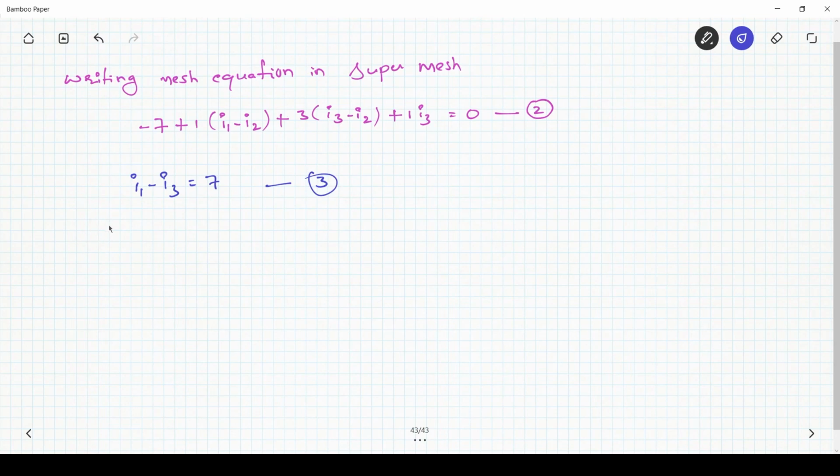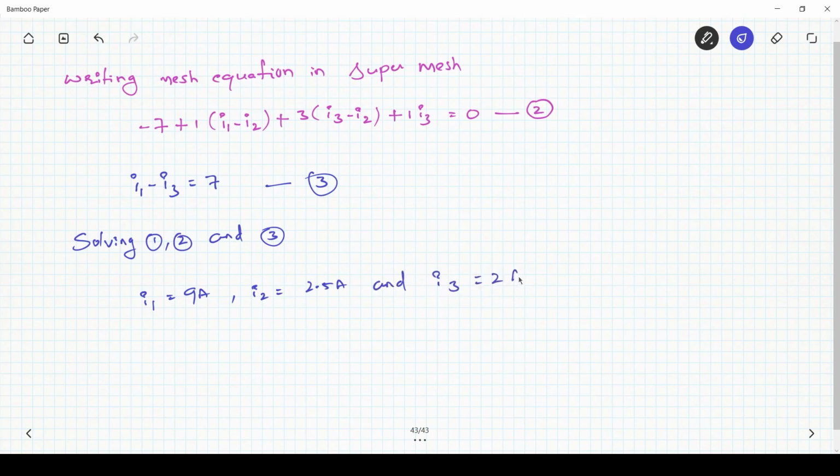So now I have got 3 equations. Now solving 1, 2 and 3, we get I1 equal to 9 amps, I2 equal to 2.5 amps and I3 equal to 2 amps. Okay, this is the super mesh concept.